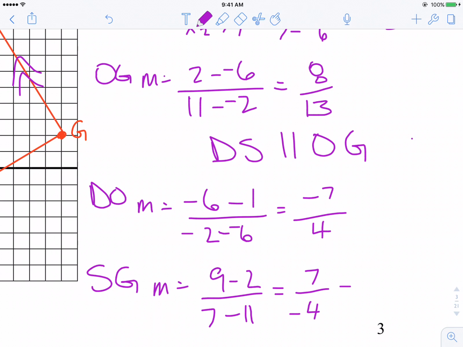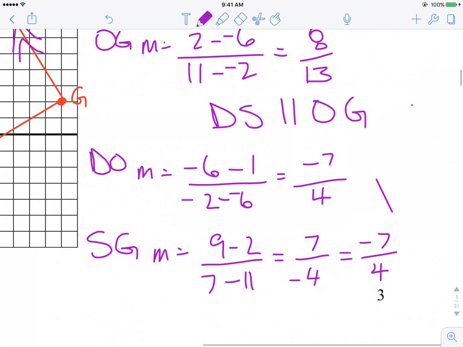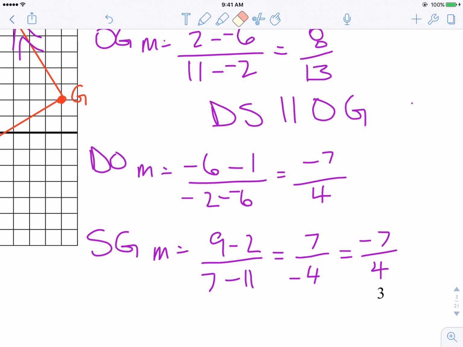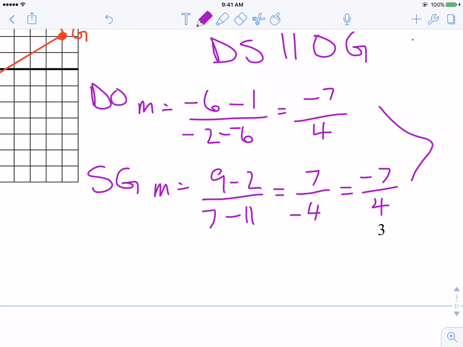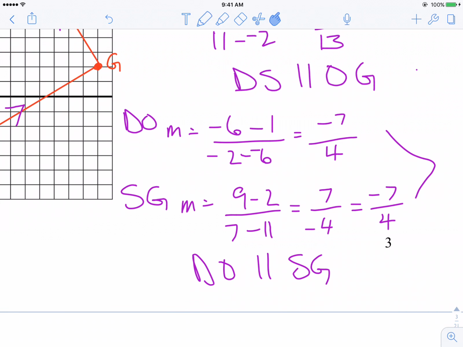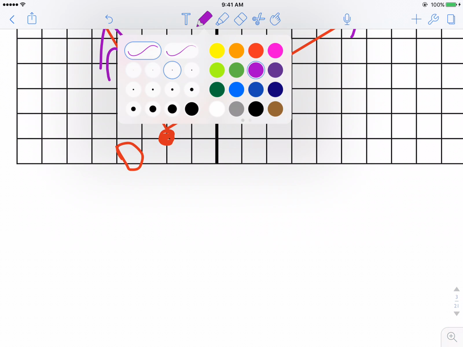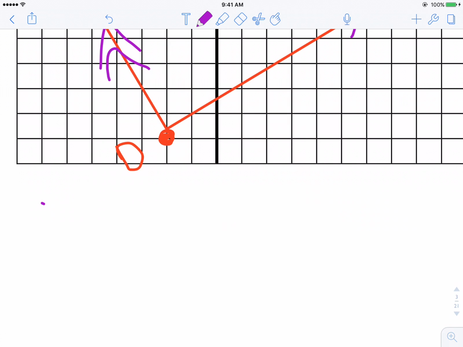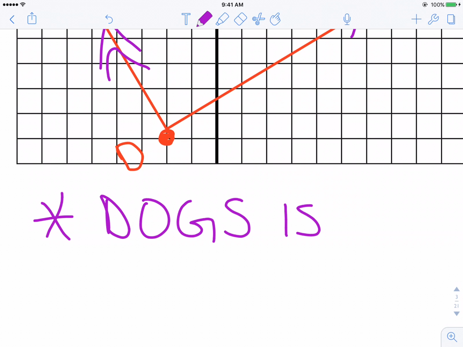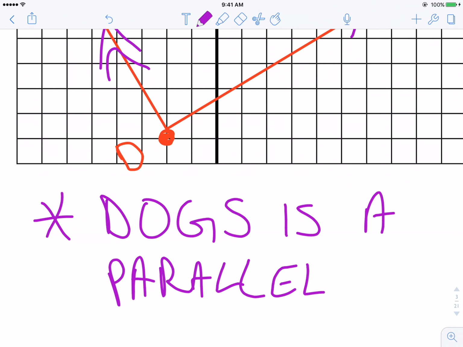And just because the negative's on the bottom doesn't mean anything, because we can rewrite that as negative 7 over 4. So both of these are also parallel. So DO is parallel to SG. Now because those two pairs of lines are parallel to each other, then the quadrilateral DOGS is a parallelogram.